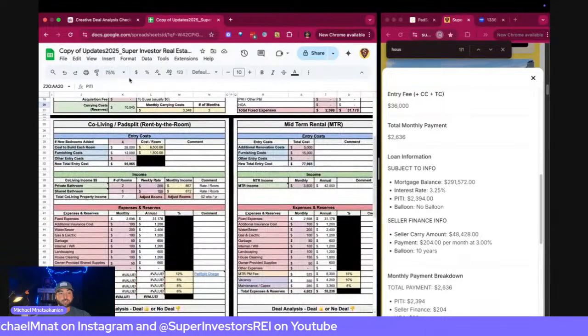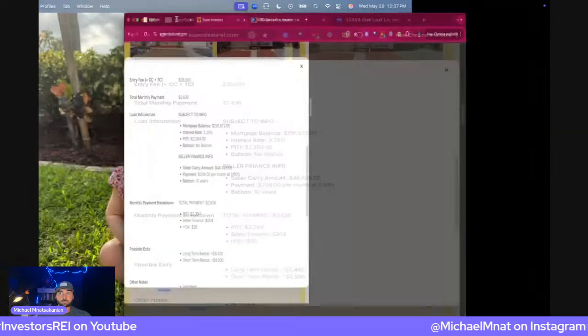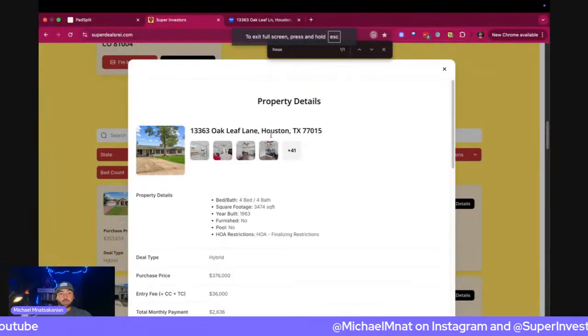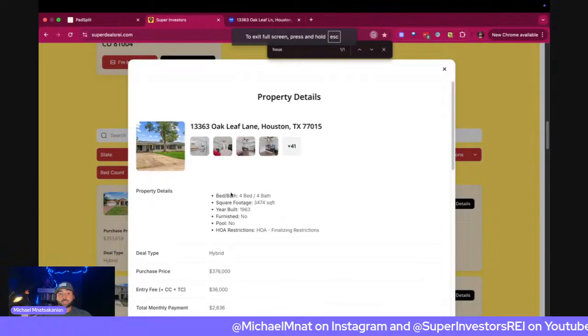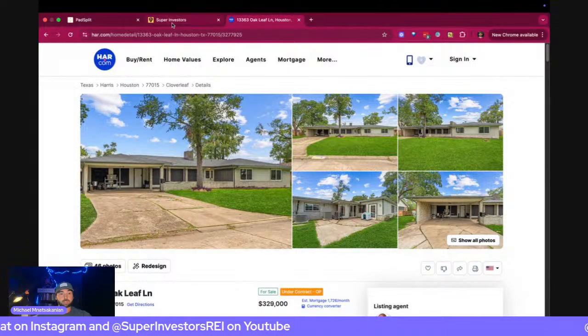The first thing we want to do is see how many rooms we can add to this property. It's 4-bed, 4-bath, 3,400 square feet. You would think a lot, and I would expect a lot as well, but let's see.